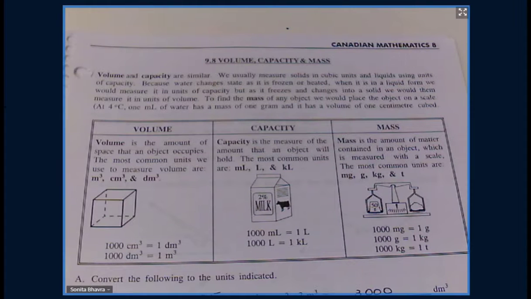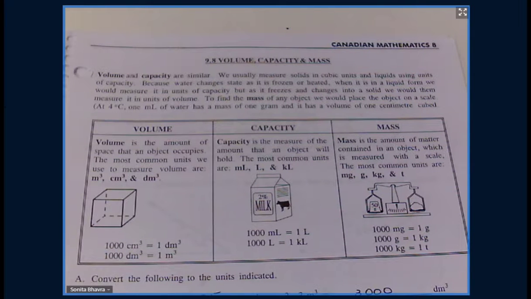Okay, so today's lesson is on volume, capacity, and mass, and you do get this under your modules. It is 9.8. So volume and capacity, when we talk about volume and capacity, they are similar. Usually when we are measuring solids though, solids like this, we're using cubic units. Liquids are using units of capacity. All right, so let's take a look at volume first.